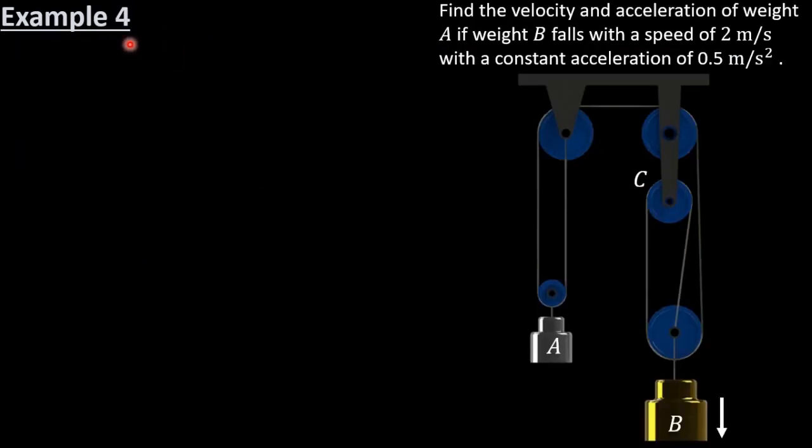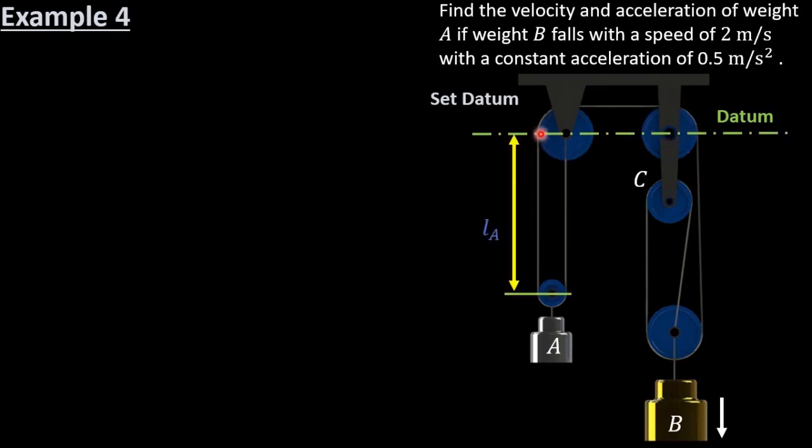So example 4. Find the velocity and acceleration of weight A if weight B falls with a speed of 2 meters per second with a constant acceleration of 0.5 meters per second squared. So we're told the speed of weight B and we're also told its acceleration. So first I'm going to set the datum. My datum is going to be put here, and it goes through the centers of these two pulleys.